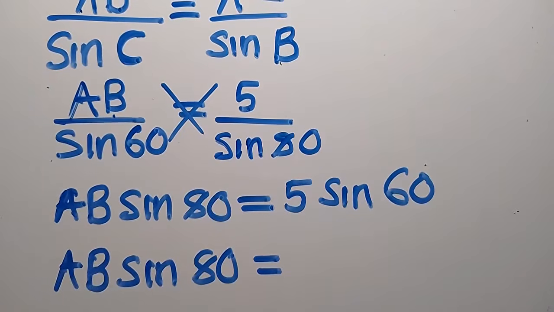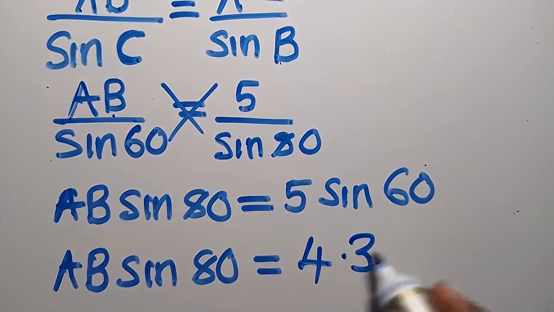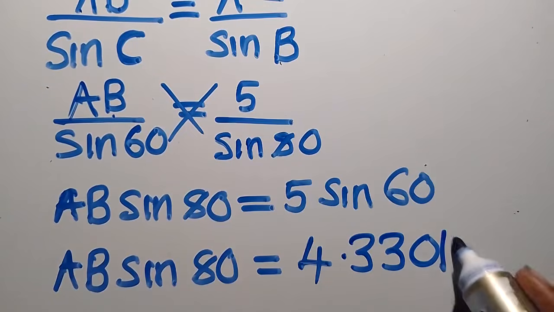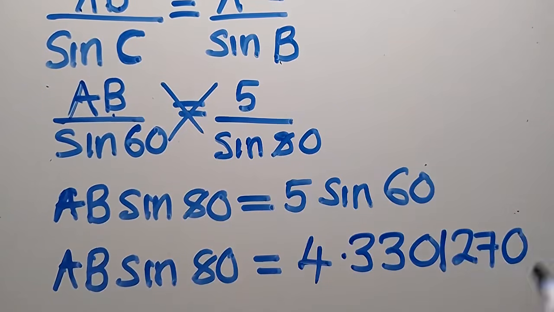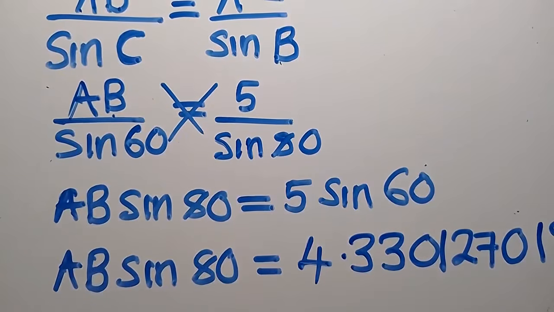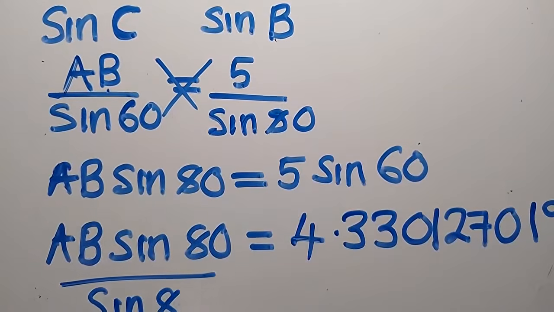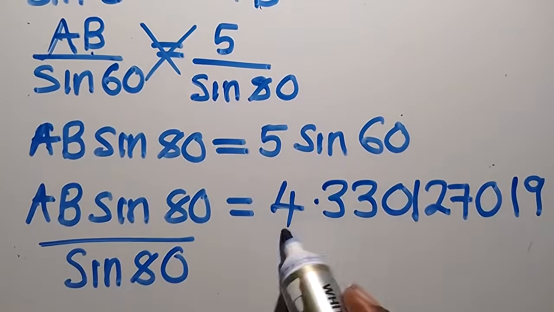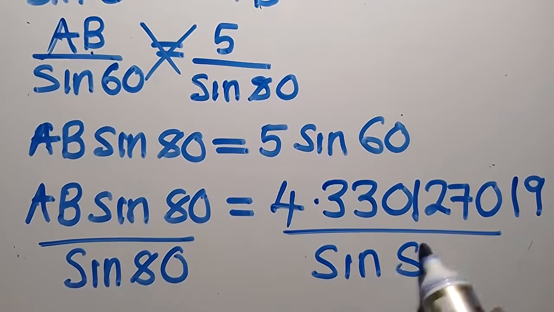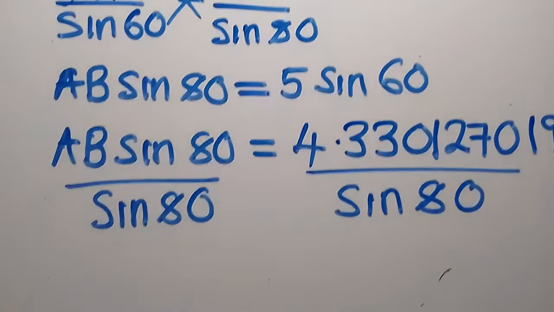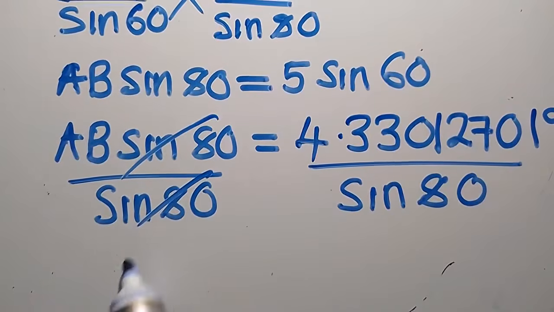So you say 5 sine 60. What is your answer? Your answer is 4.3301270 like that. Then you divide both sides by sine 80. You also divide by sine 80 on this other side. This is what you are going to follow. So this and that will be cancelled. You are going to remain with AB.